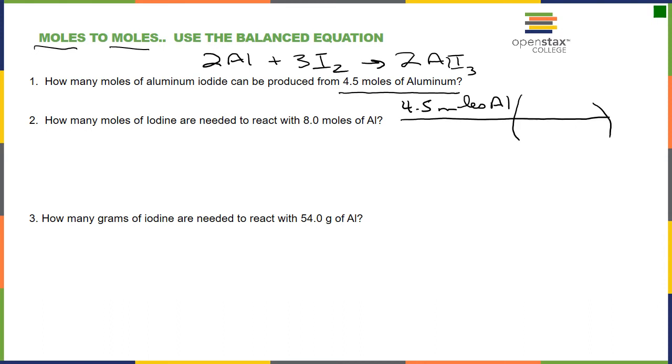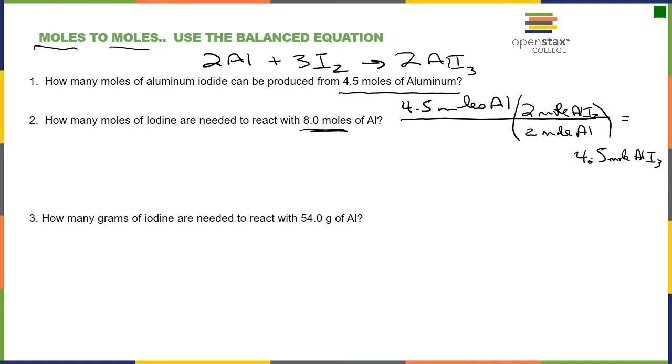The ratio between aluminum iodide and aluminum is 2 to 2. So we have 2 moles of aluminum iodide for every 2 moles of aluminum, and we're going to make 4.5 moles of aluminum iodide. All right, so far straightforward.